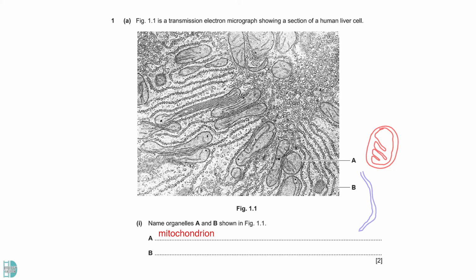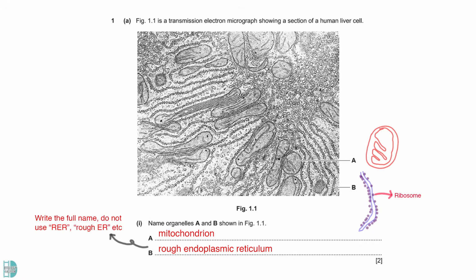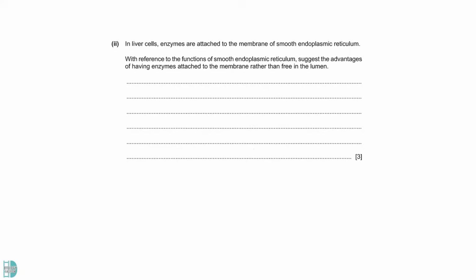B is a membranous structure. It looks like some kind of thread in the cytoplasm. You can also see black dots on the surface. The black dots are ribosomes. So this is rough endoplasmic reticulum. Remember that when you're asked to identify or name an organelle in paper 2, do not use short form. RER, rough ER are not good enough. Please write the full name all the time.